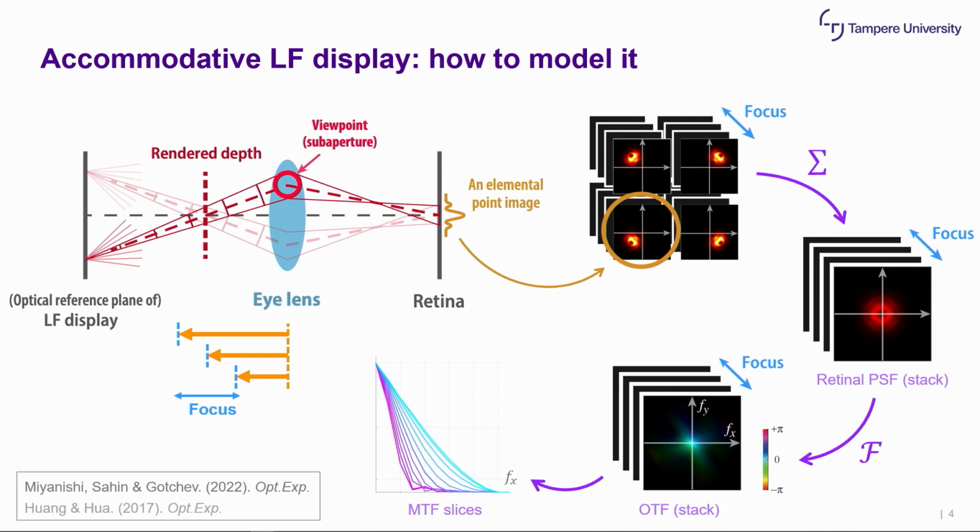Then we further consider its frequency domain to think about how images are filtered throughout the display and the eye. In this simplest model of light field displays, there are two critical parameters. One is the optical distance to this reference plane, and the other is the size and the number of these viewpoint subapertures.